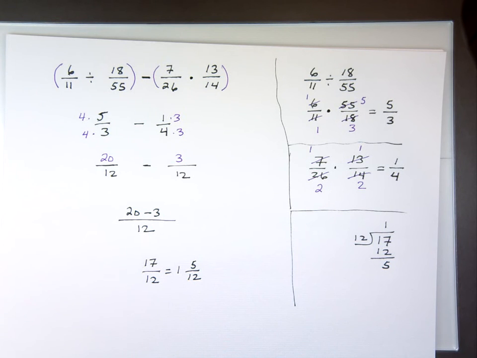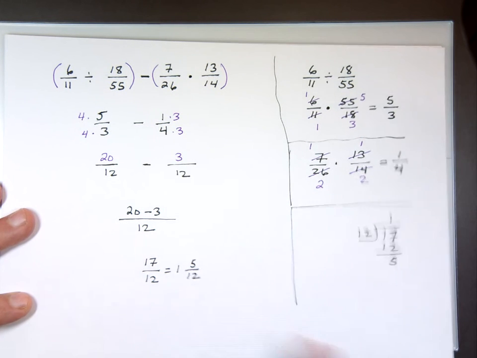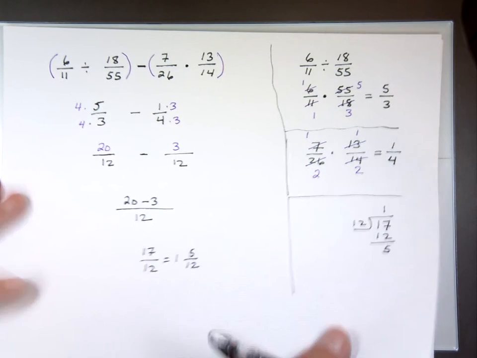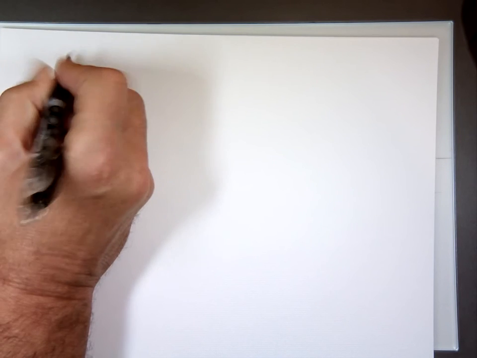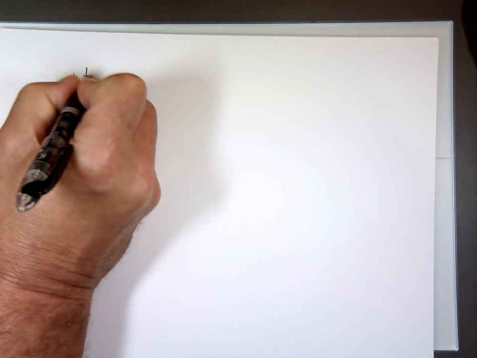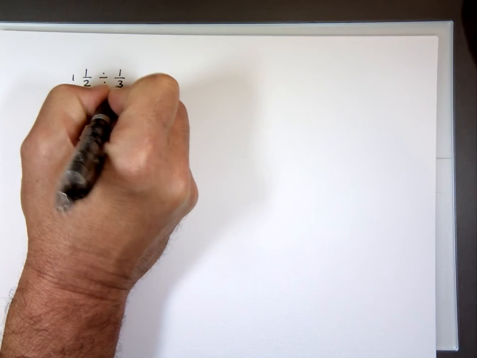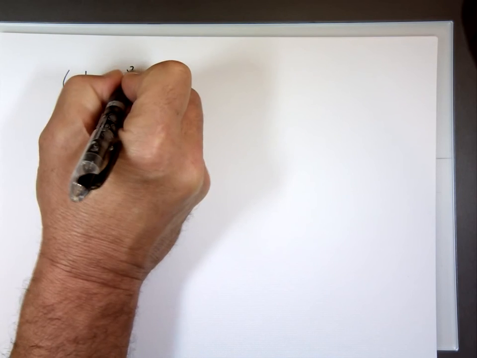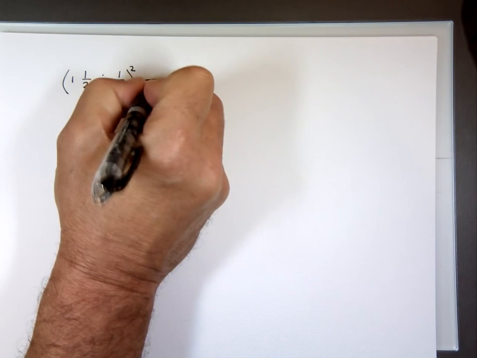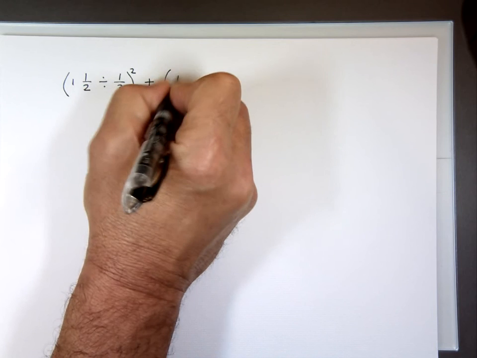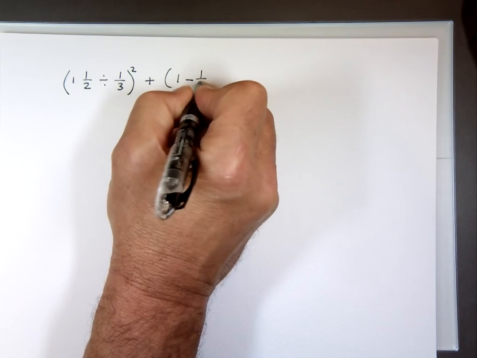Let me try another one with order of operations. One and 1/2 divided by a third. Don't forget to square it at the end. Plus 1 minus 1/4 and square it.